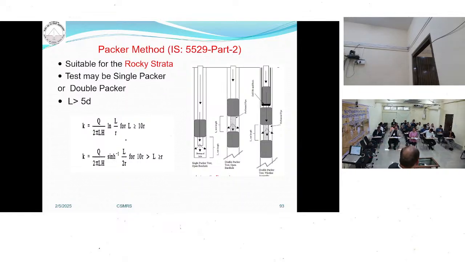So once you know the pressure and the quantity of water going into the borehole, you can determine the permeability. This is a double packer test. When you want to test a specified section of the borehole, two packers are used, one at the top and one at the bottom, and you test this section. Here, this is a perforated pipe. Water is supplied through it under pressure, and water goes into the rocks. With the help of the water meter, you can determine the volume of water going in. You know the pressure, and by this formula, you can calculate the permeability.